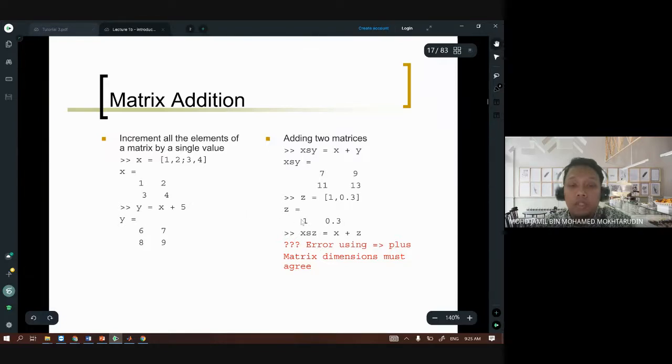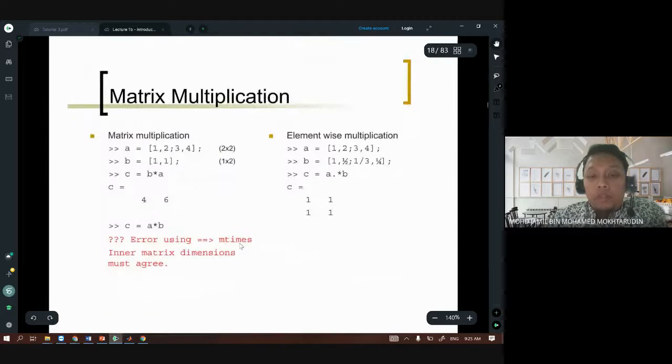Tapi rasanya ada MATLAB yang baru, saya tak sure yang mana. Dia akan automatic tambah 10.3 ni ke setiap row. Saya tak sure MATLAB mana. Dia punya functionality, dia dah improve. But commonly for all MATLAB, you must make sure to add matrices, they must have the same size.